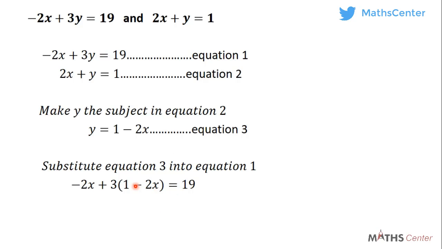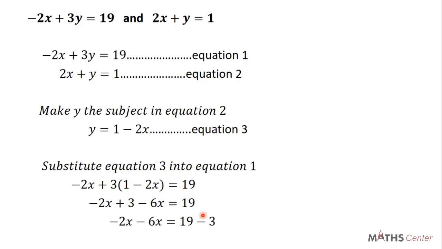From here, it becomes a linear equation in one variable. We can solve that. So let's do it. We have minus 2x plus, so you open this bracket. 3 times 1 will give us 3. 3 times minus 2x will give us minus 6x, and this is equal to 19.